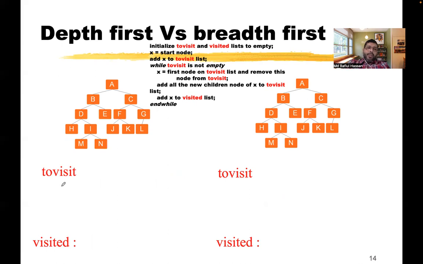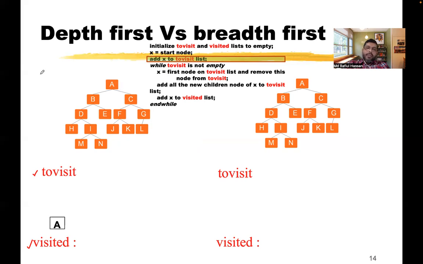How does it work? There are two variables. One is the to visit, another one is the visited, and both of these two variables are list type. First, initialize the to visit and visited lists to empty. Yes, these are the two variables, and the values stored in the lists are empty. Now let us take x equal to the start node. What will be the start node? A. So this will be the x, then add this x to the to visit list. What is x? This is A.